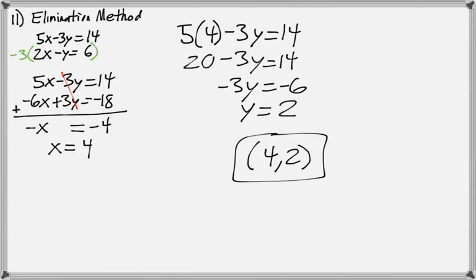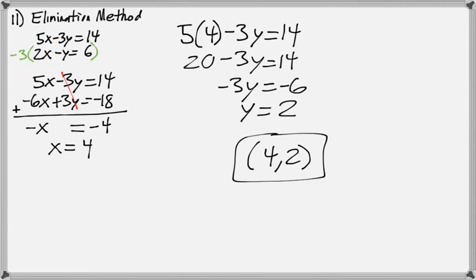Now, there's many different ways to do this problem. You could have chosen to eliminate the x's instead of the y's. If you wanted to do that, you would have to build them both up into 10. So there's no way that I can just turn this 2 into a negative 5 to get rid of that 5. And there's no way I can turn this 5 into a negative 2 to get rid of the 2. So I'd have to turn them both into 10, one of them positive, one of them negative.